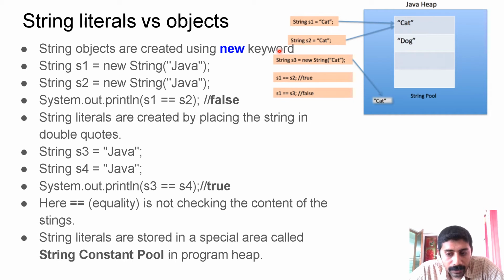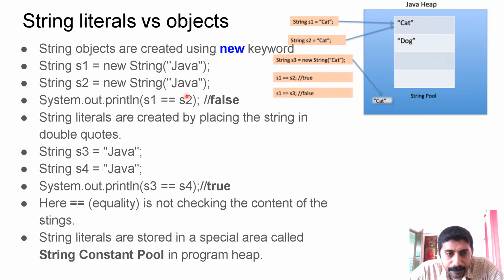Even for an array, to create an object we used new, then the array creation. Wherever in Java you create an object, you have to use the new keyword. For a string literal you don't need to use any new keyword. See here, String s1 equal to new String, String s2 equal to new String. And I am checking System.out.println s1 equal to s2.